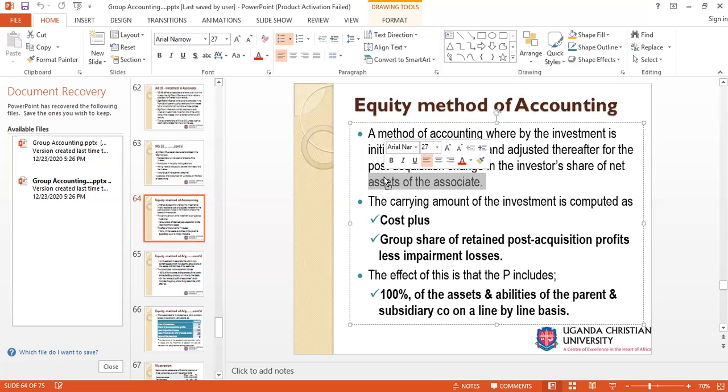Net assets of the associate here means the assets and liabilities. The change in net assets will also be represented by the profits that have been made during the period, during the year.